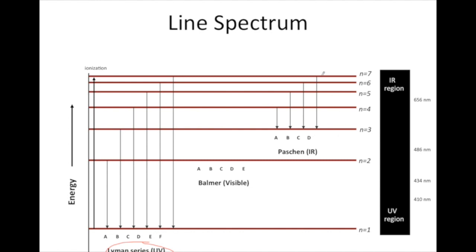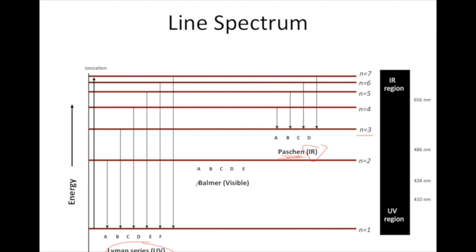If an electron falls from a higher shell down to the third shell, each of these transitions would give off a single photon, which would fall in the infrared region. Again, these would not make up our line spectrum because they're not in the visible range, but these photons that are given off are part of the Paschen series.